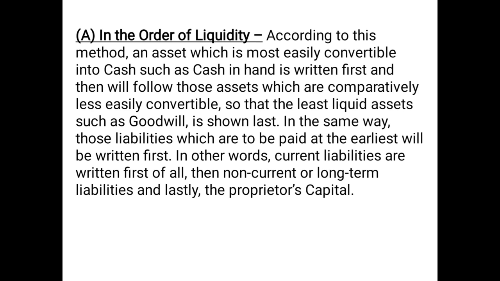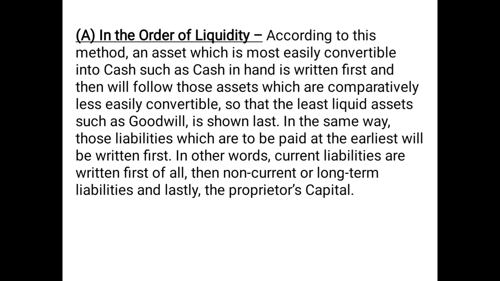So if the balance sheet is following marshalling according to the order of liquidity, in this case the most liquid asset or the most liquid liability will be shown first, and the least liquid asset and the least liquid liability will be shown at the end. That means all those liabilities which have to be repaid soonest, within a year or even less than that, will be shown first, and so on. And the last item will be the liability which has to be paid after a long time, for example capital.